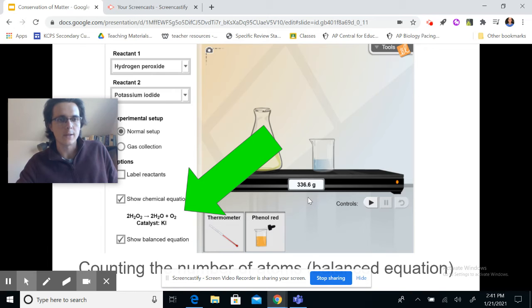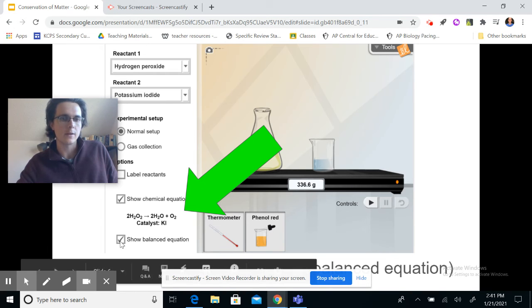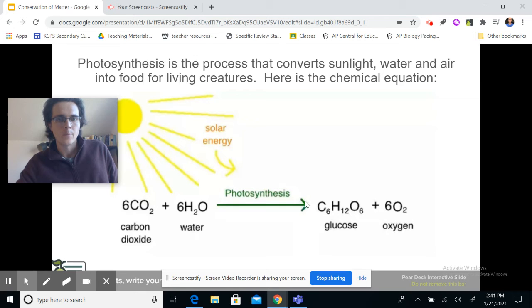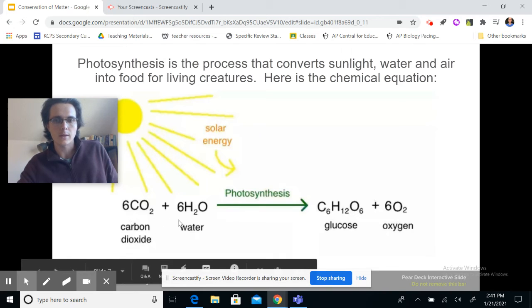Okay, so let's move on to number 6. This time you have to click this box that says show balanced equation, and the only difference you'll see is these 2 big coefficients pop up next to hydrogen peroxide and water. So this equation is already balanced. You can see the 6 in front of carbon dioxide, water, and oxygen.